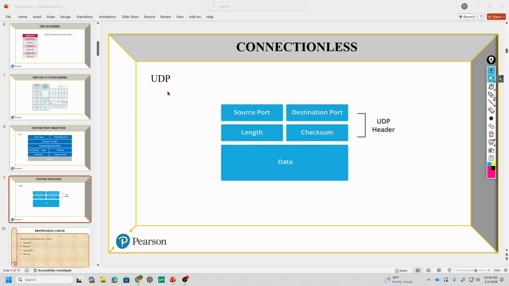Now, let's look at a UDP header, or User Datagram Protocol. Notice there's a whole lot less information here. There's a source port and a destination port. Where's it coming from? Where's it going to? How long is this packet? Here's the checksum, and then there's the data.